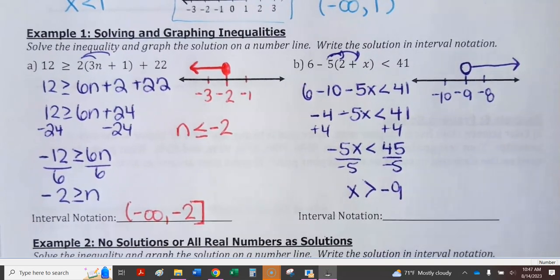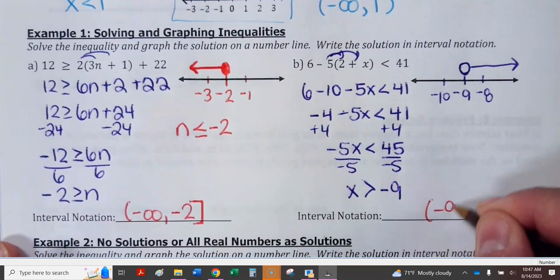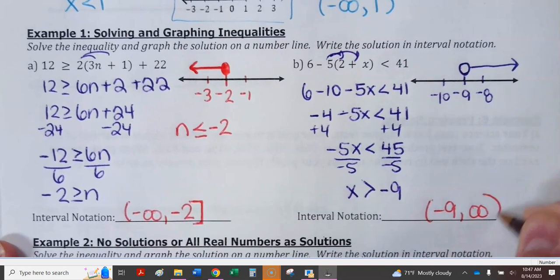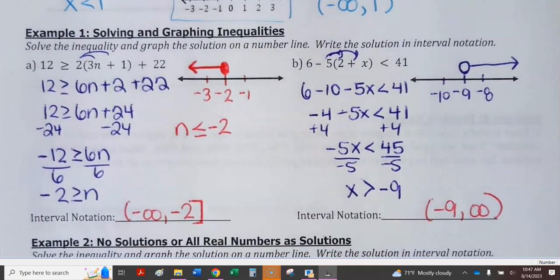Okay, how would you write your interval notation for this example? What would it look like? Yeah, and infinities always have parentheses. They never have a bracket. So, anybody having a question?